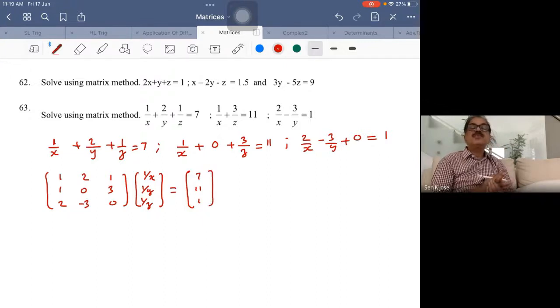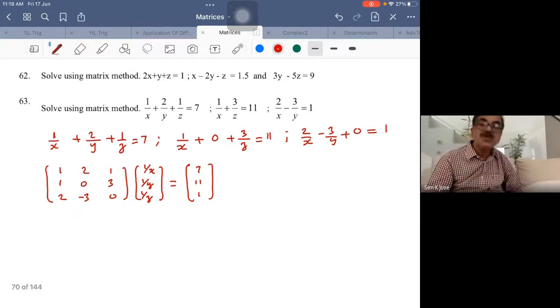Do you all see the small change? Instead of x, y, z, you will be getting 1 by x, 1 by y, and 1 by z. And so take reciprocals to get x, y, and z at the end. That's the only small change.